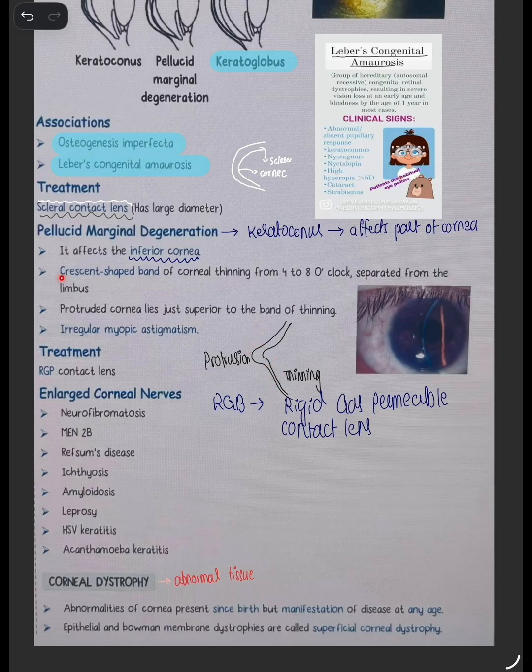So there is a crescent shaped band of corneal thinning from 4 to 8 o'clock, separated from the limbus. The protruded cornea lies just superior to the band of thinning, and there is irregular myopic astigmatism. The treatment is RGP contact lenses, rigid gas permeable contact lenses, to correct the problem of irregular astigmatism.